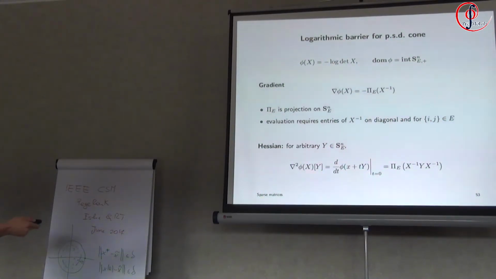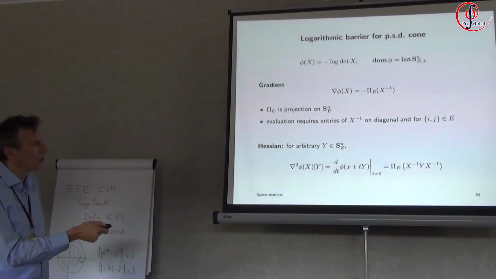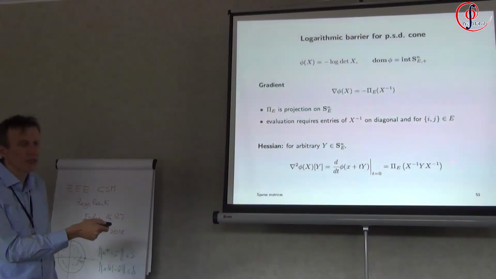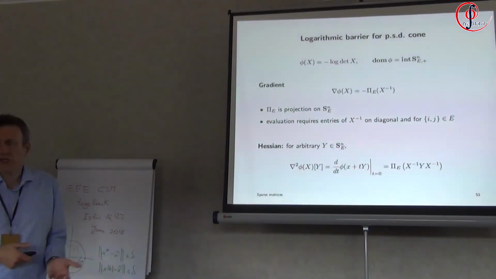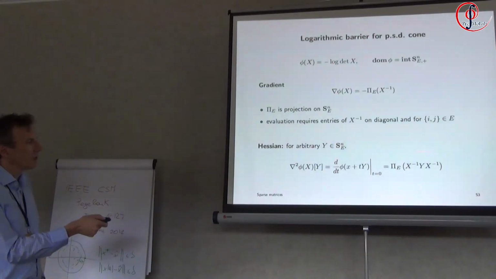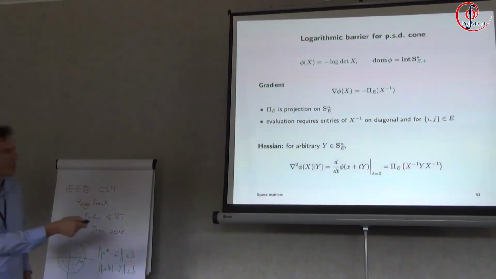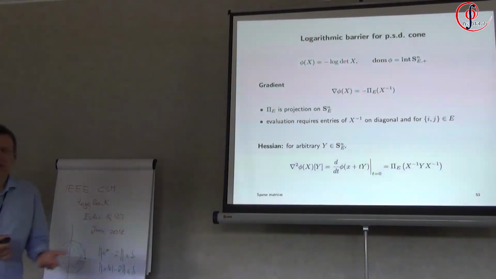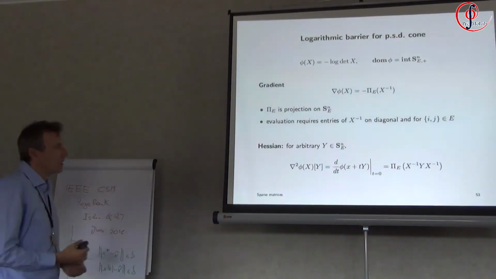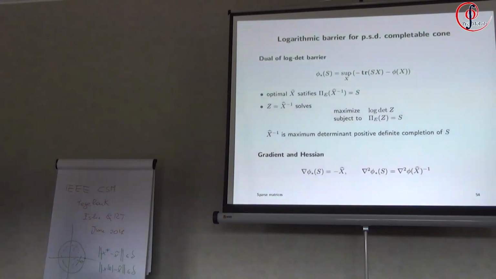And then the Hessian is similar, so the Hessian is defined like this. If you apply the Hessian of this log det barrier to a symmetric matrix with the same sparsity pattern, then you have to be able to compute this quantity: x inverse times that matrix y times x inverse, projected onto the sparsity pattern. You want to do this efficiently without actually computing the entire inverse of x or the entire product here, only computing the elements you need. And again, you will see that for chordal patterns that's easy.